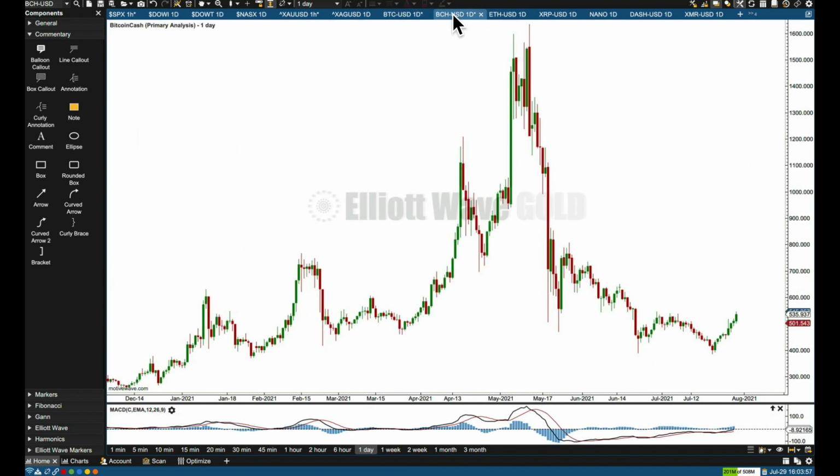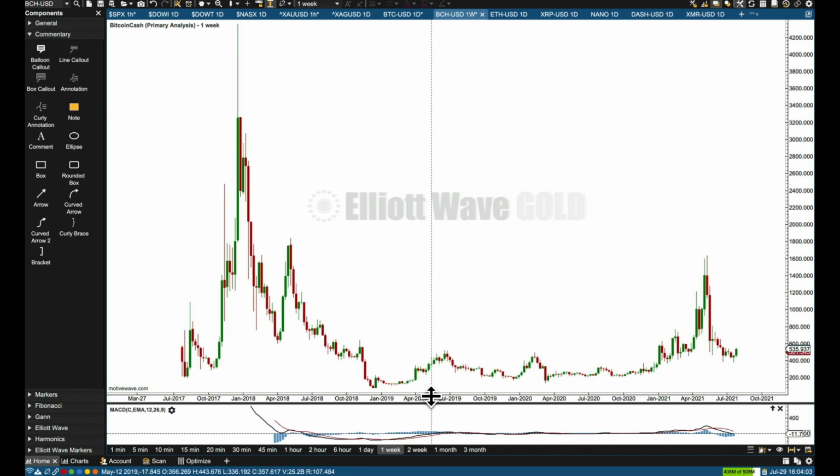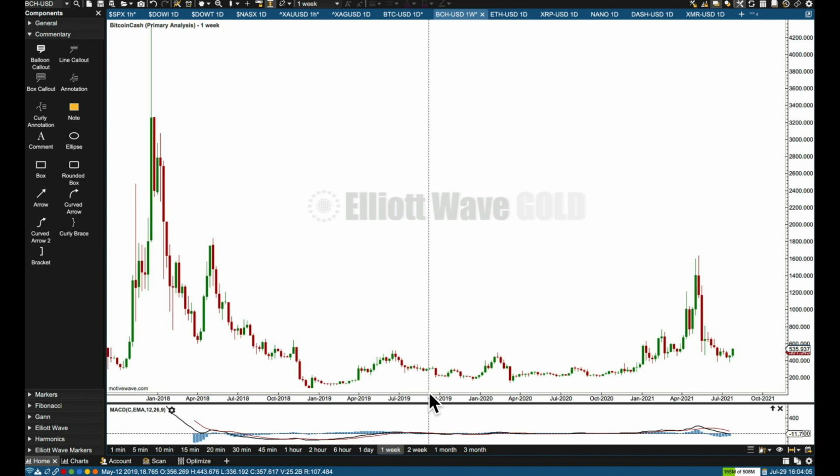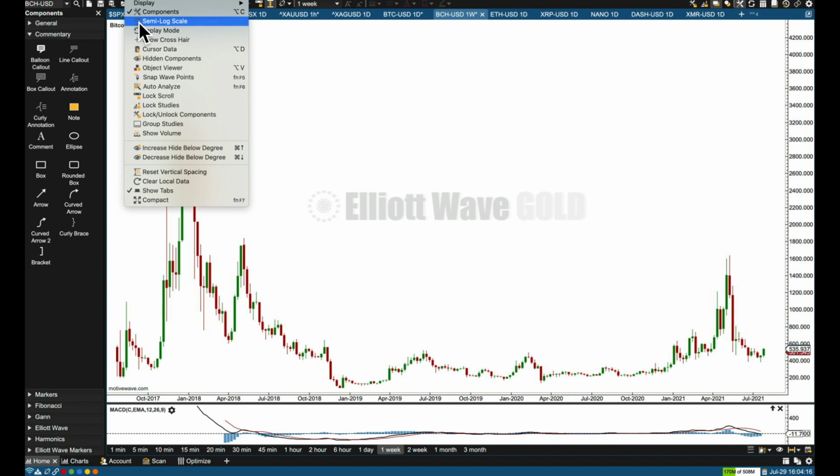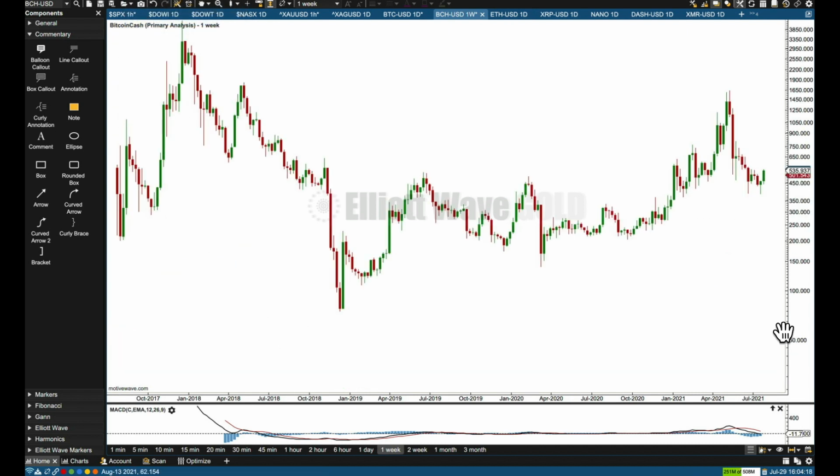Okay, let's move on. Let's have a look at Bitcoin Cash. I haven't done an analysis for this, so I'm going to start with a weekly chart. And this is looking like a really good option. It exhibits this exponential growth. Let's put this on a semi-log scale. That's a little bit better.